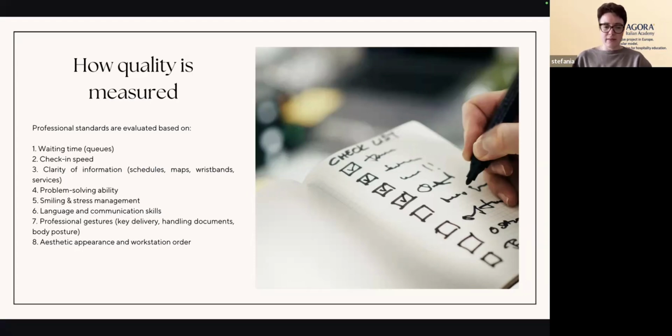Problem solving ability, smiling and stress management, language and communication skills, and professional gestures. Okay, so how to deliver the key, how to ask for the documents, what posture to keep at the reception, and final aesthetic appearance and workstation order.